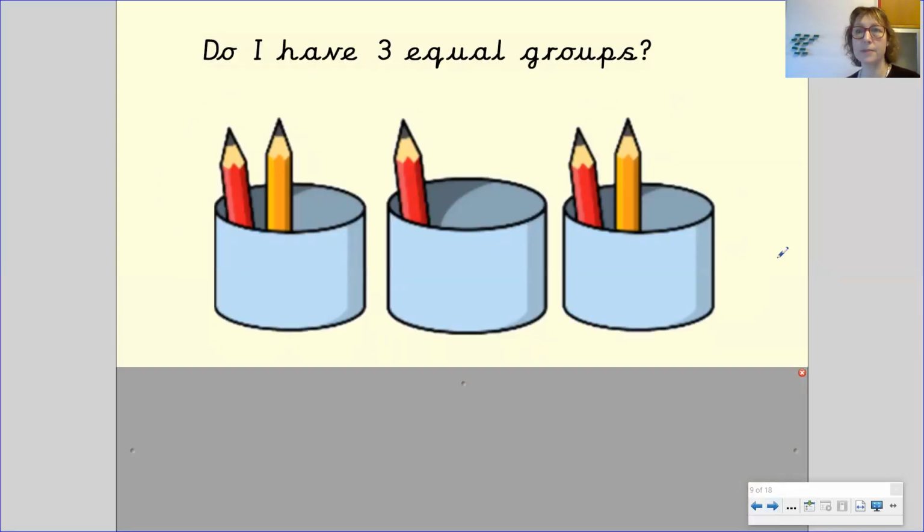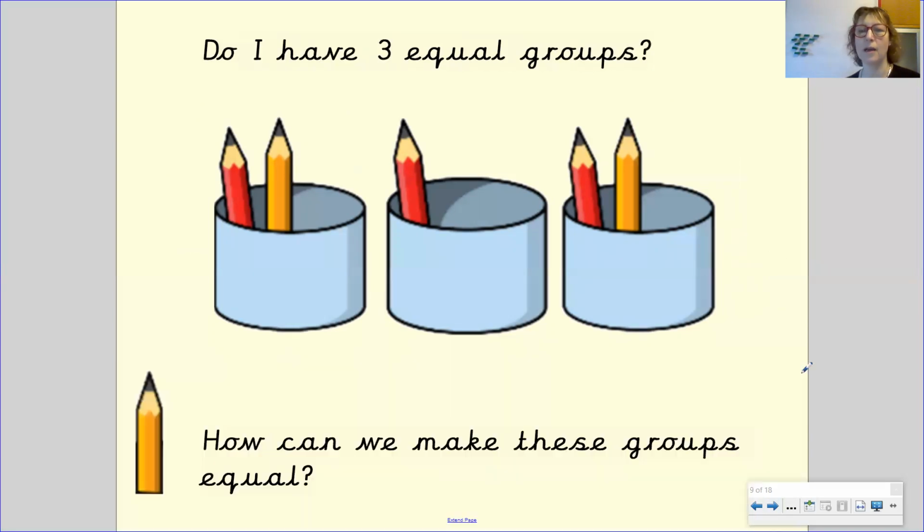Do I have 3 equal groups? I do not have 3 equal groups. So can I make these groups equal? What would I have to do to make these groups equal? I can put my pencil in this pot here. Now I have 3 equal groups of 2 objects. But without that, they're not equal because this one's got 1 and this one's got 2. So if I put that there, then I have 3 equal groups.